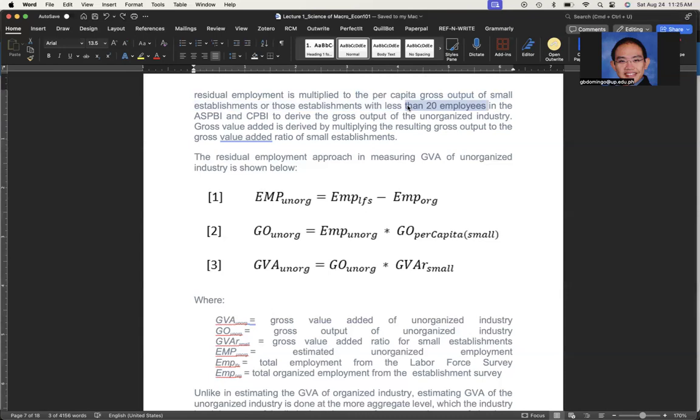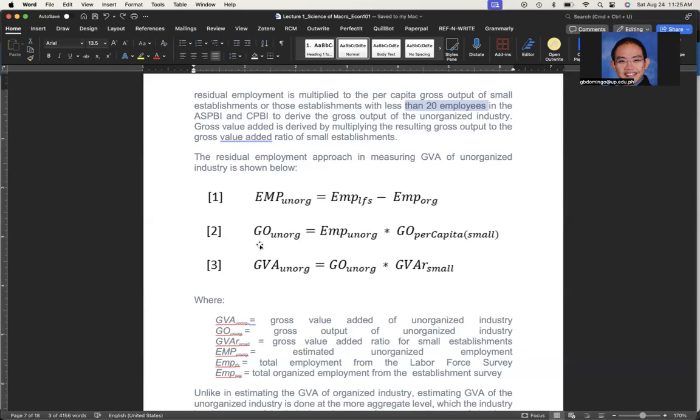So for these establishments, they're looking at how much output they are producing per unit of labor, per worker. And that's how you use that information to calculate GO. So you use this one, which is the output per worker for the small enterprises. This figure is coming from these enterprise surveys. And then you're multiplying it by the estimated employment in the unorganized industry. So if you think about the units, this is output per worker. Then you multiply it by the number of workers. Then you get the output for the unorganized.